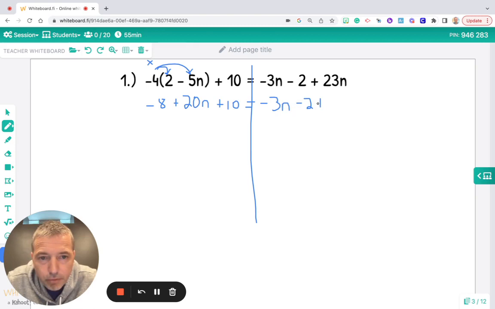Now, I'm going to look at both sides of the equation and see if there's anything we can do to simplify it. So on this left side, I see two numbers without variables, right? I have this negative 8 and this positive 10. Those are like terms. I'm going to add them together. So negative 8 plus 10 is 2. I'm going to bring down my 20n.